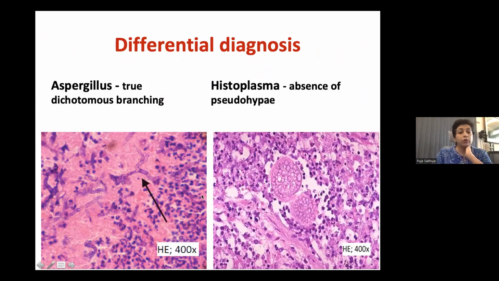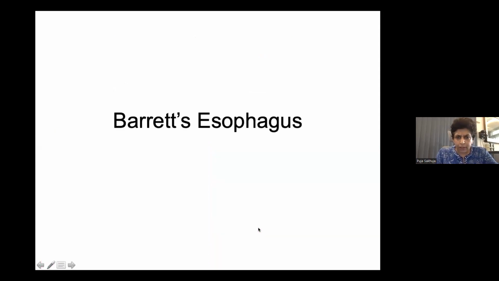Of course, you need to also differentiate from less common infections like Aspergillus, where you have true hyphae with acute angle branching, true branching hyphae, and Histoplasma, wherein these are smaller organisms which are usually present within the macrophage. So these can be distinguished.